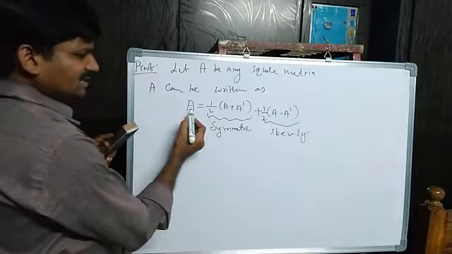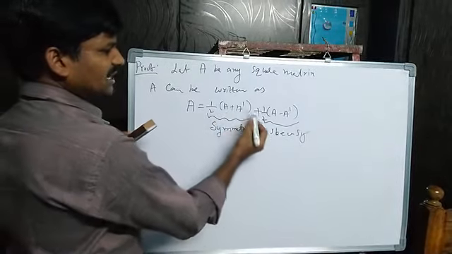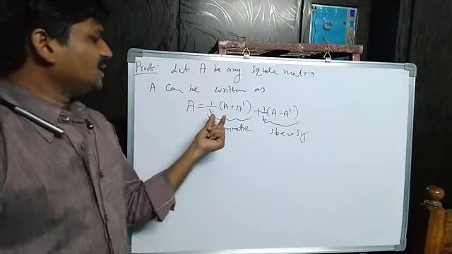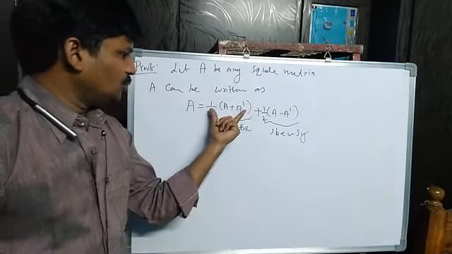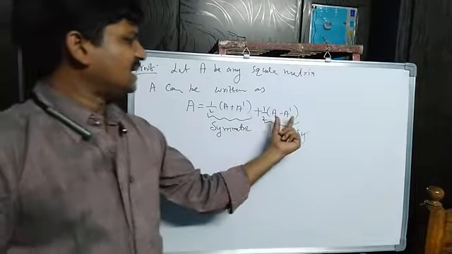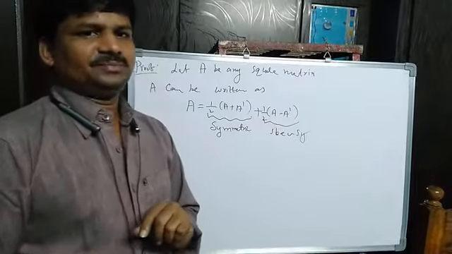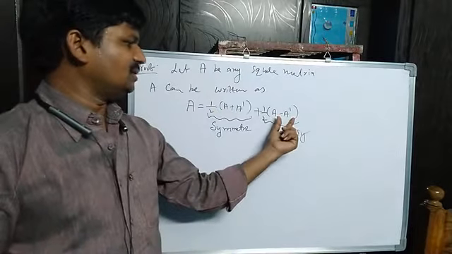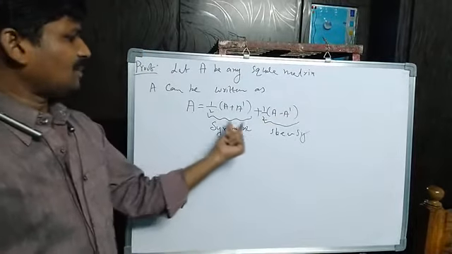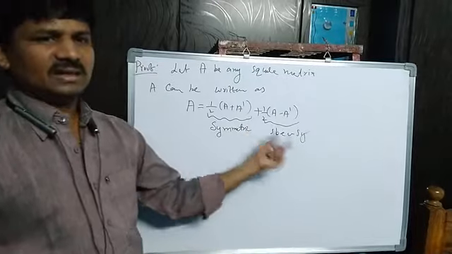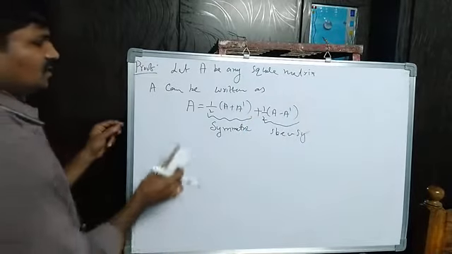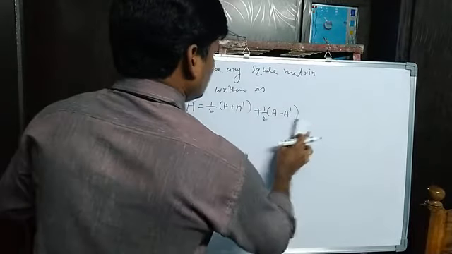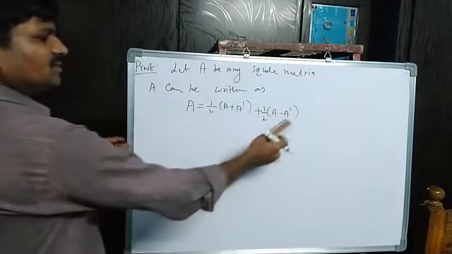What I wrote here: matrix A is equal to half into A plus A dash plus half into A minus A dash. Now what am I proving here? This matrix I am proving as a symmetric matrix, and this matrix I am going to prove as a skew symmetric matrix. Whenever you prove this one is symmetric and this one is skew symmetric, then A can be expressed as the sum of symmetric and skew symmetric matrix. That is the intention of the theorem. Now we have to prove that this one is symmetric and this one is skew symmetric.